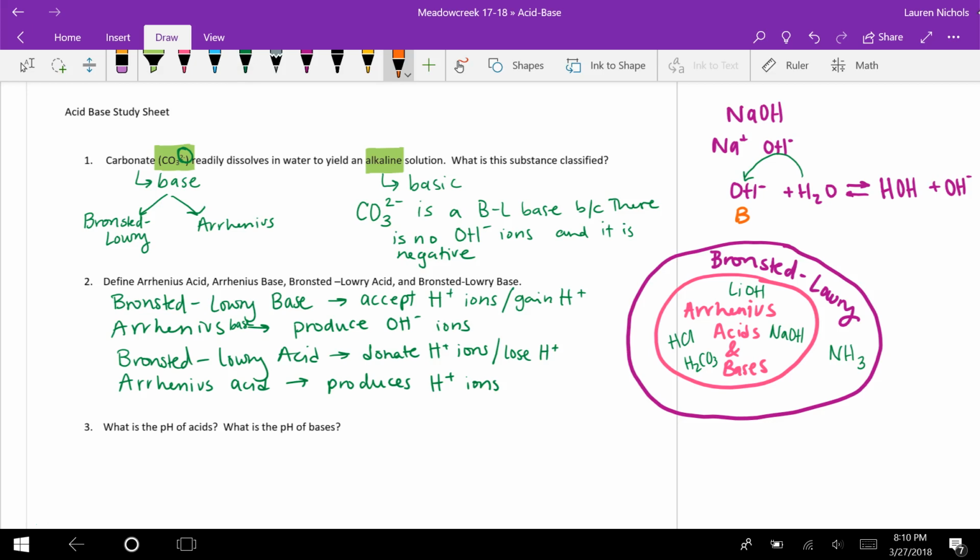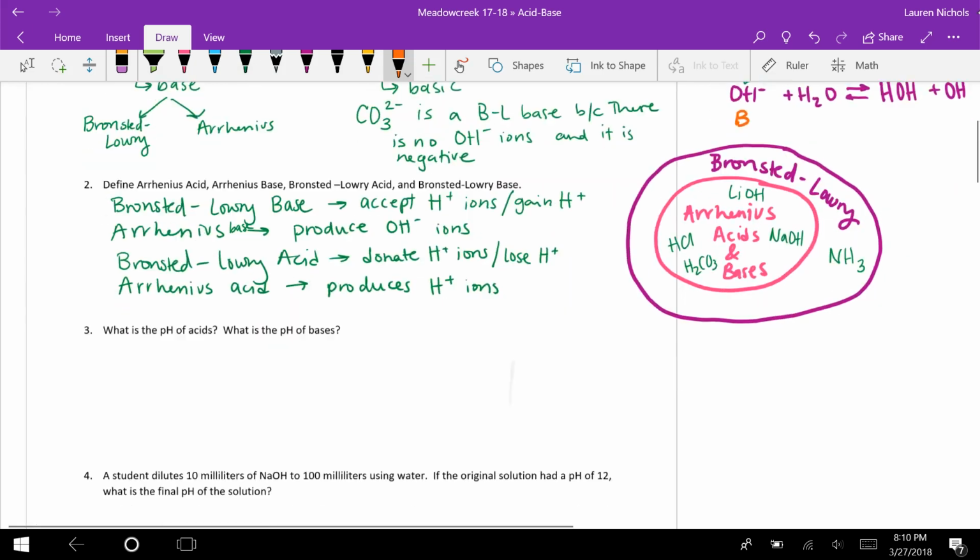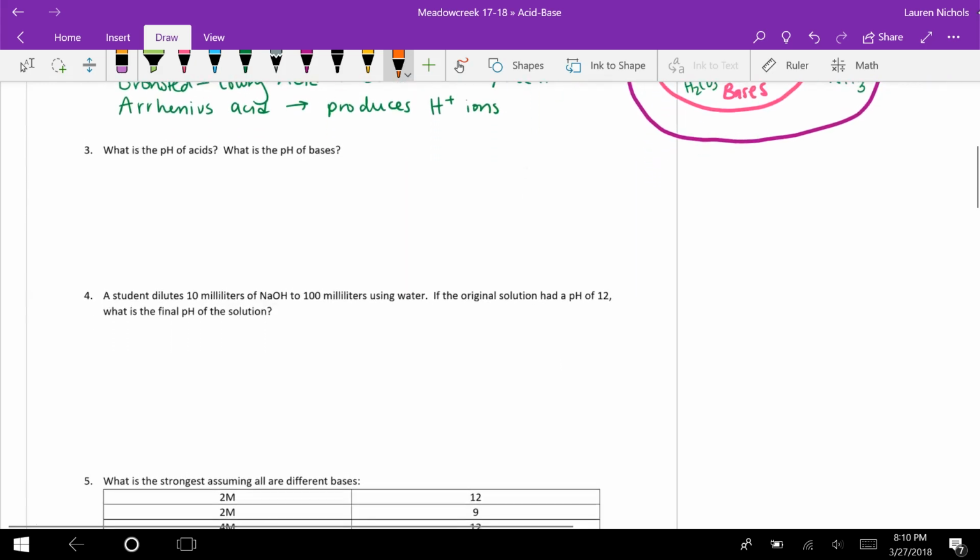And so if we look at number 3, it says, what is the pH of acids? What is the pH of bases?